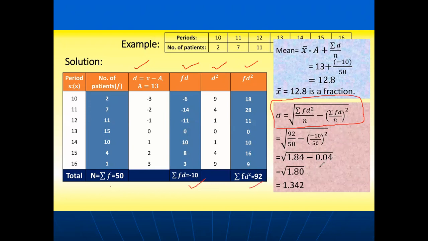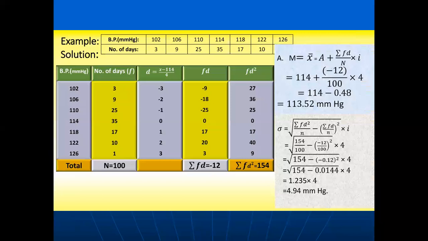So I have to substitute this and calculate the standard deviation. Remember this particular formula. This is how we calculate the standard deviation. We require sigma FD and sigma FD square values. Sigma FD is minus 10, sigma FD square is 92. Substitute this into this formula, we will be getting the final answer of 1.342, which is the final standard deviation value. So this is the assumed mean method that we are using in the discrete series.